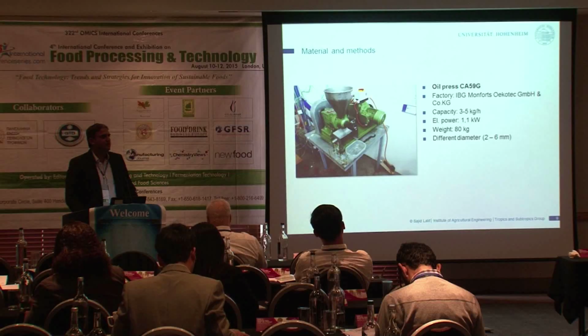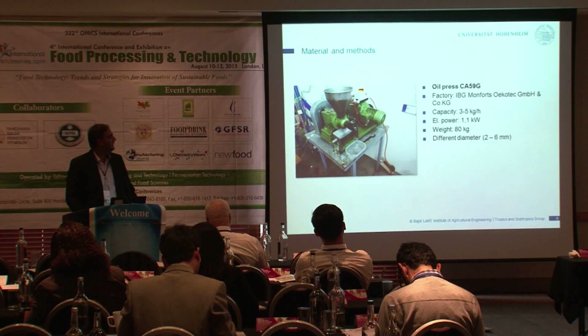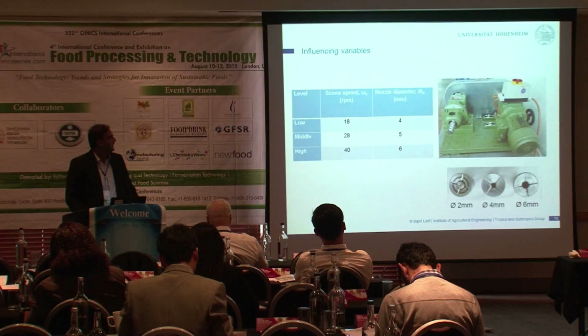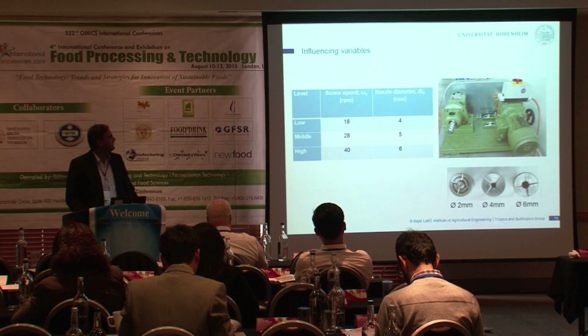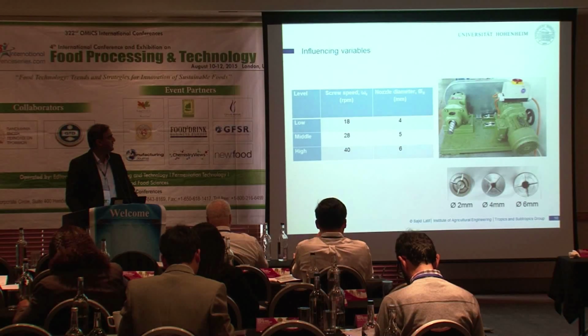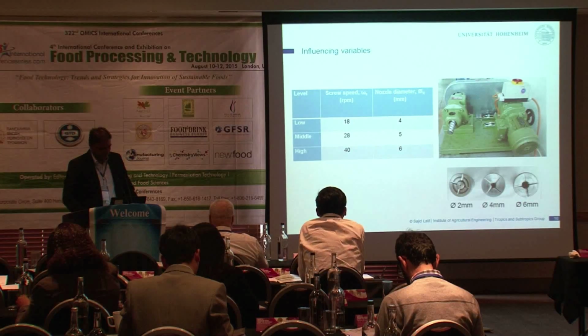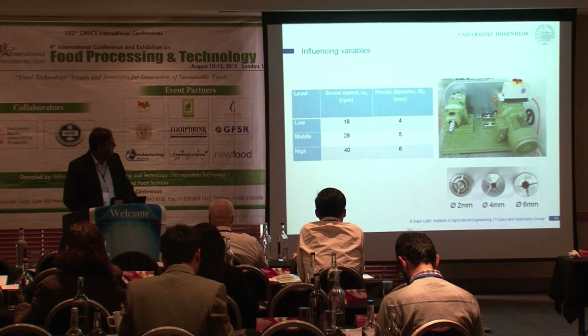So we adopt a simple approach: use an oil press to press the leaves, and try to optimize the operational parameters. First of all, screw press speed and nozzle diameter. Speed was changed from 18, 28 and 40, and the different nozzle diameters, where it is.